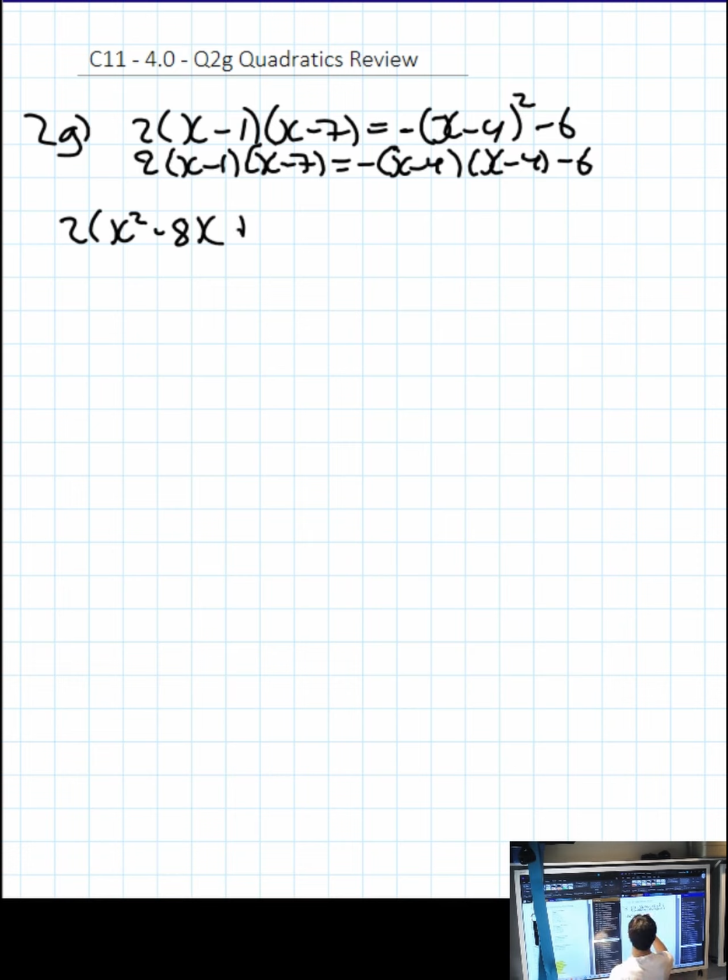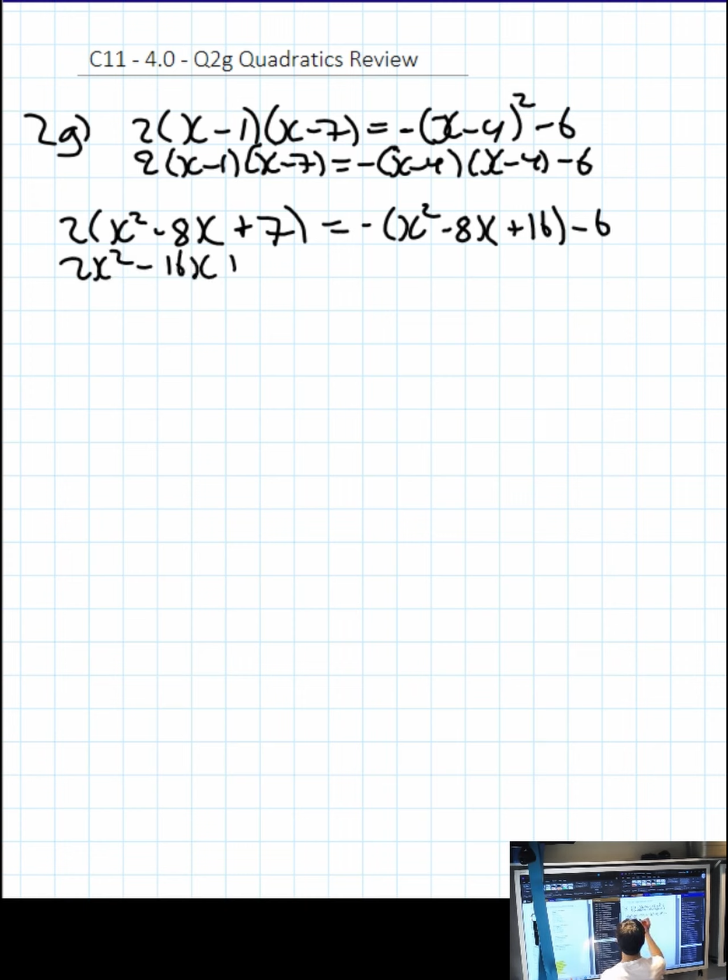Negative 1 times negative 7 is positive 7, equals negative open. So we're going to get x squared. Then x times negative 4 is negative 4x. Negative 4 times x is negative 4x. Negative 4x minus 4x is negative 8x. And then negative 4 times negative 4 is positive 16. Close bracket, minus 6. So now we're going to distribute our 2. So on the left-hand side, we're going to get 2x squared minus 16x plus 14 equals negative x squared plus 8x minus 16 minus 6. So we accidentally have an extra closed bracket on the left-hand side. It kind of looks funny. Let's just erase or scribble that out.